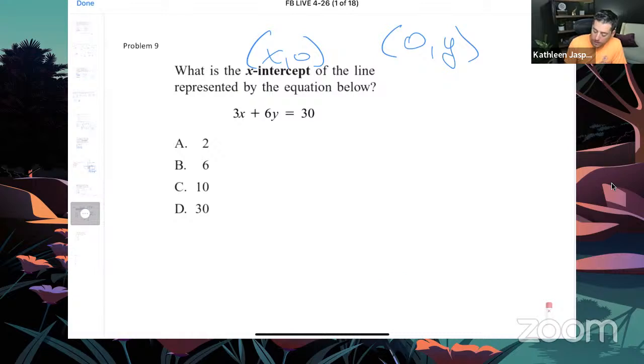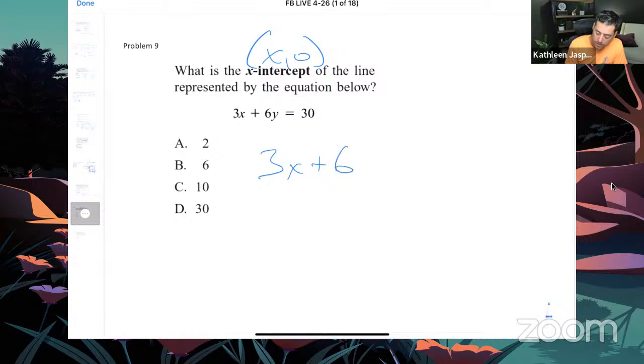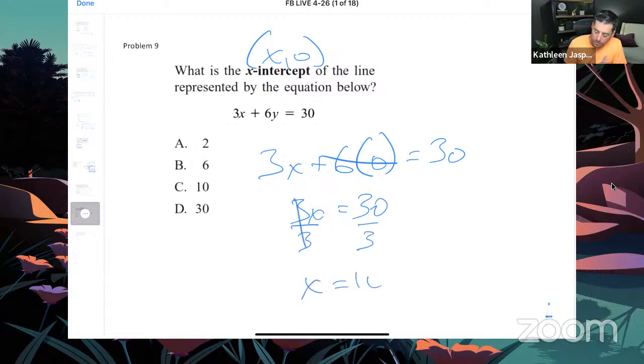So now this one said, find me the x-intercept. Do you have a value? Yeah, you do. You have 0 for your y. So just substituting in, I have 3x plus 6 times 0 equals 30. Anything times 0 zeros itself out. I'm left with 3x equals 30, dividing by 3, x is equal to 10. 10 is the x-intercept of that equation. It's really that simple. There's nothing too difficult with that.